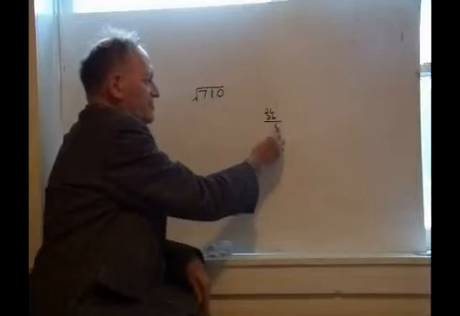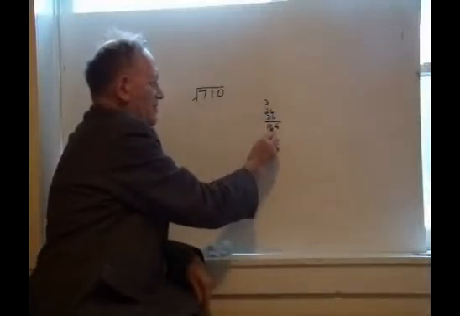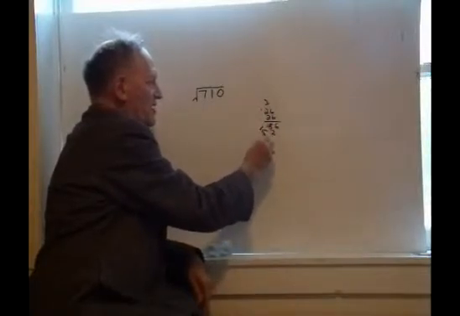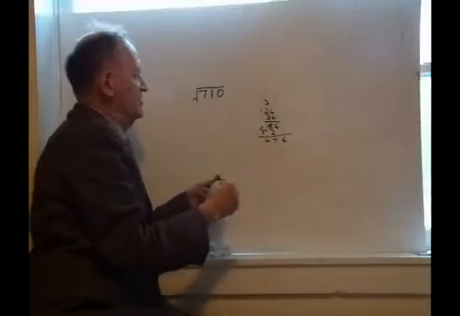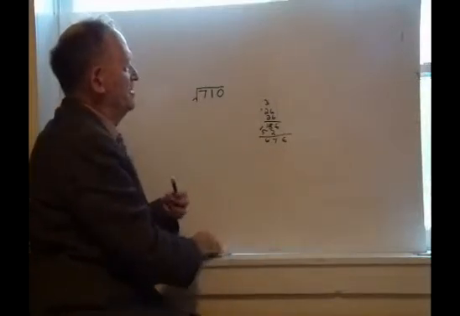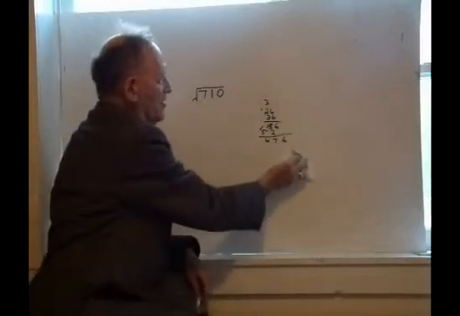6 times 6 is 36. 26 squared, working it out, gives 676. That's pretty close. So I think we're going to go with that.